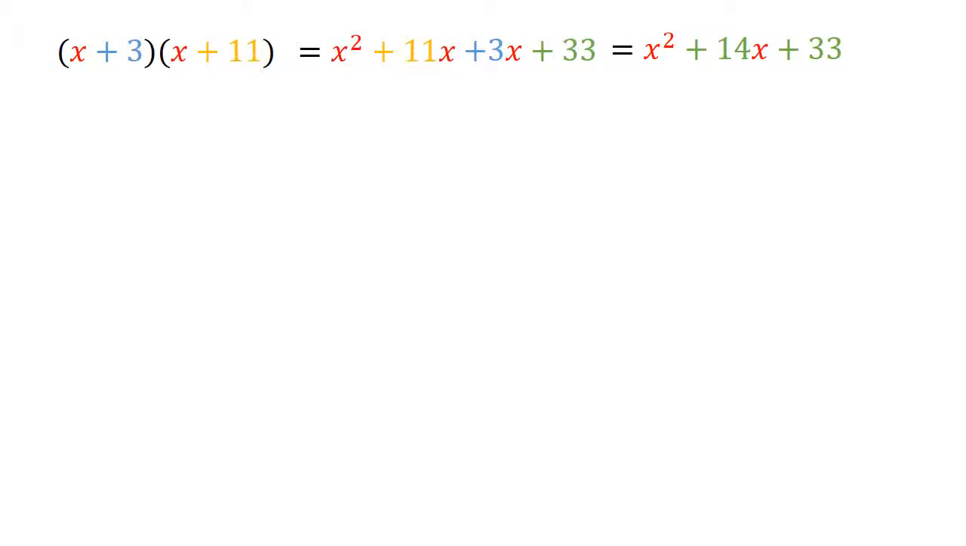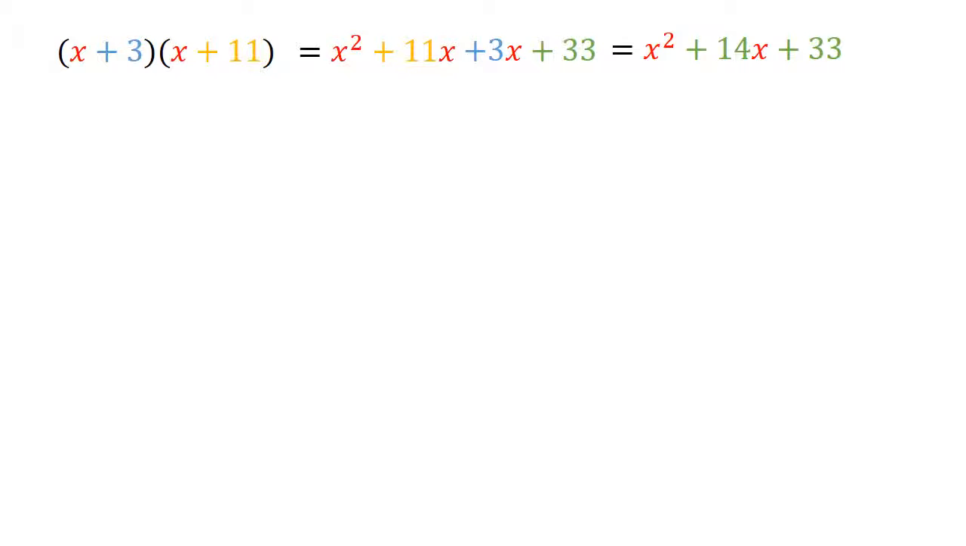So let's look at this first problem, x plus 3 times x plus 11. You notice I've color-coded some things here. Notice the x and the x in the two binomials, those made the x squared. As long as I have an x squared in that final trinomial, that's telling me I have an x and an x in those binomials. Now notice my 33 in my final answer is green, and at the beginning, I had a blue 3 and a yellow 11. If you combine blue and yellow, you make green. So by multiplying 3 and 11, I made that 33.